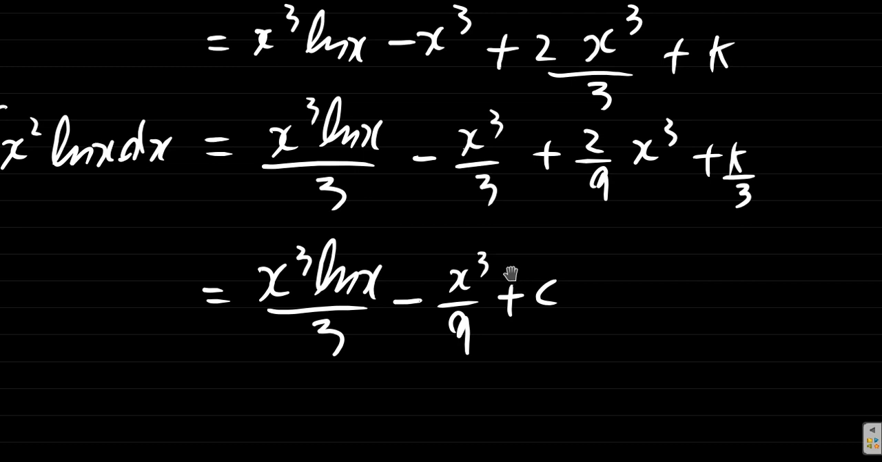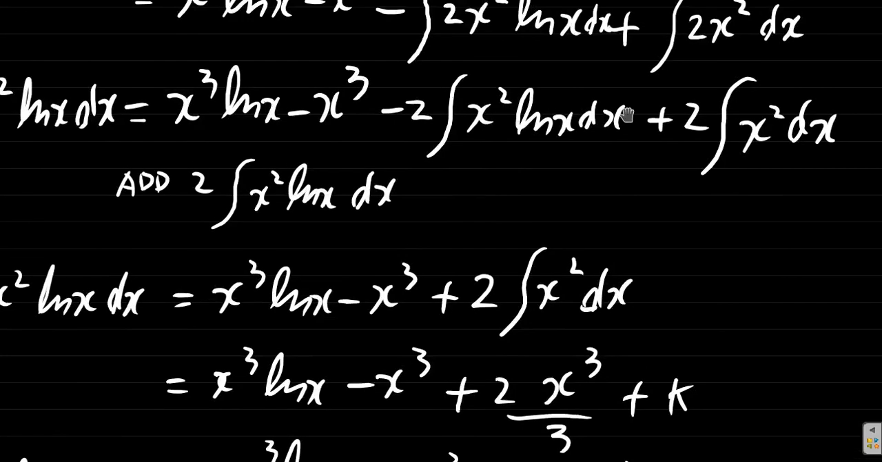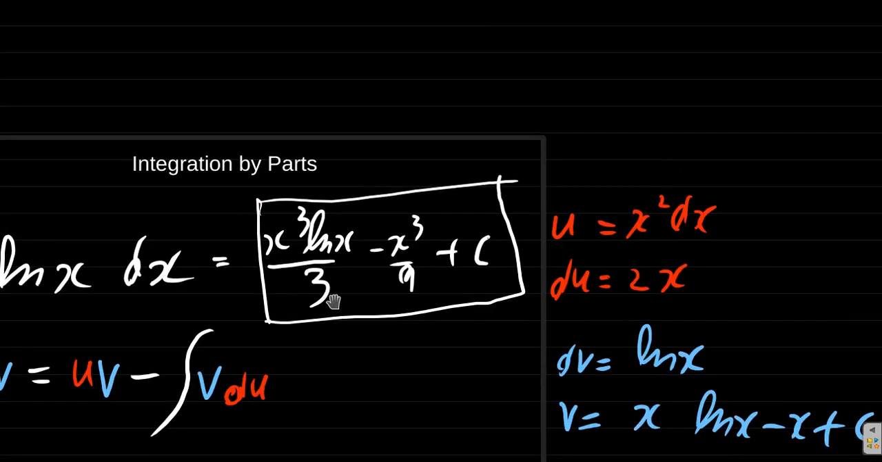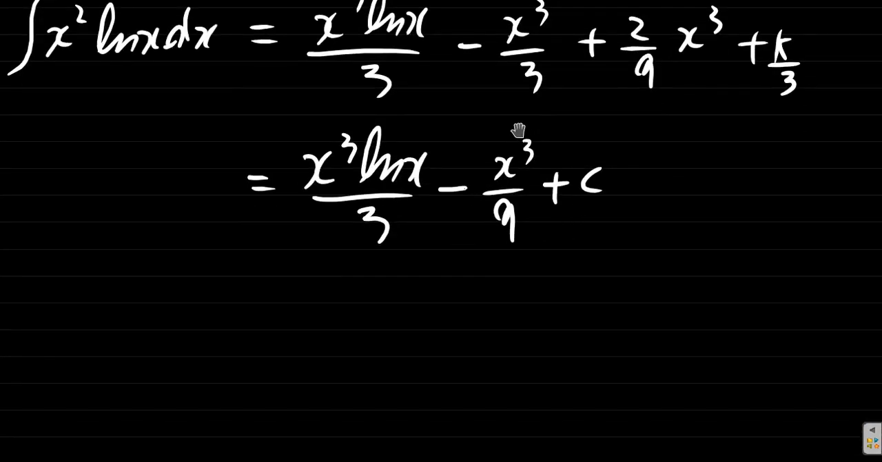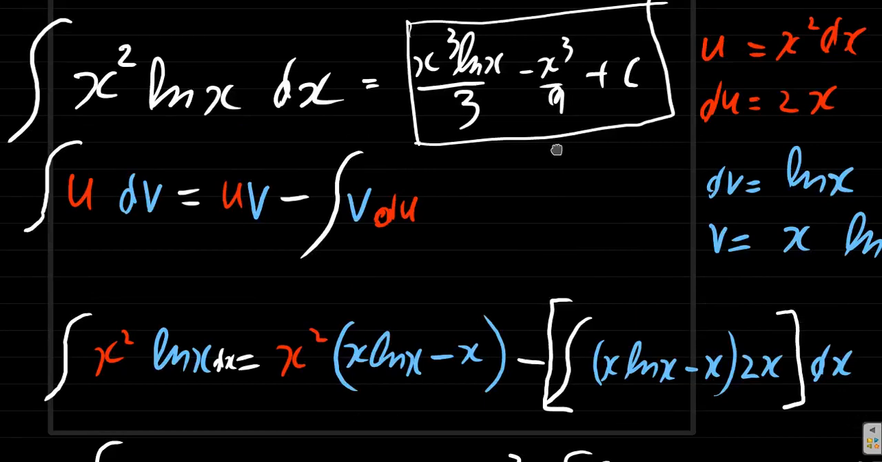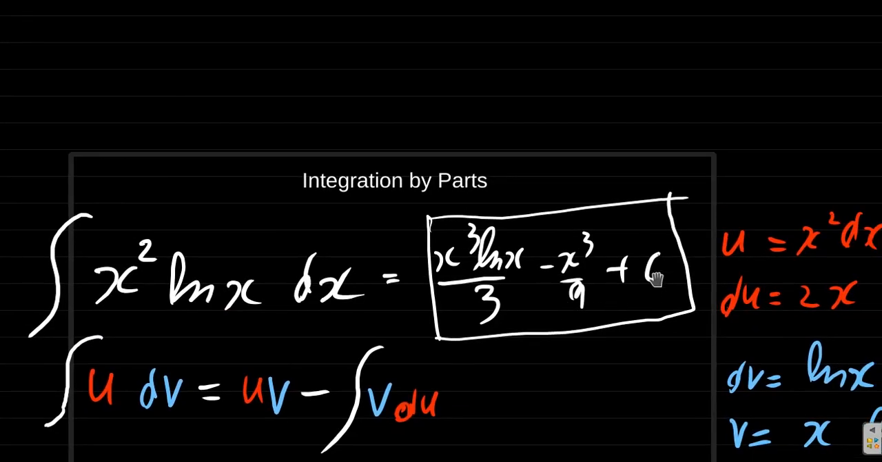The question is, is it the same as what we did before? Let's see. We have x cubed ln x over 3 minus x cubed over 9 plus c. Minus x cubed over 9 plus c. Right.